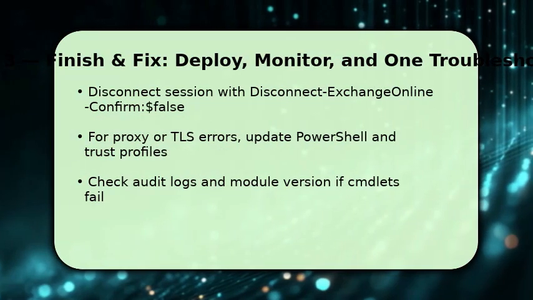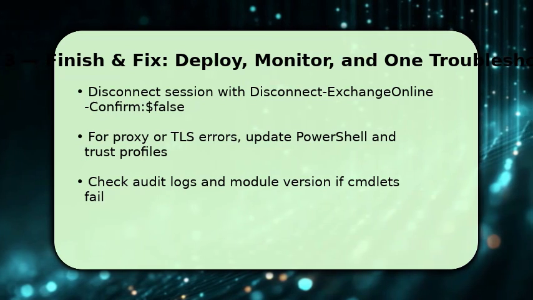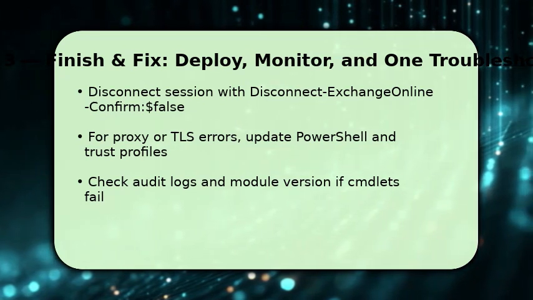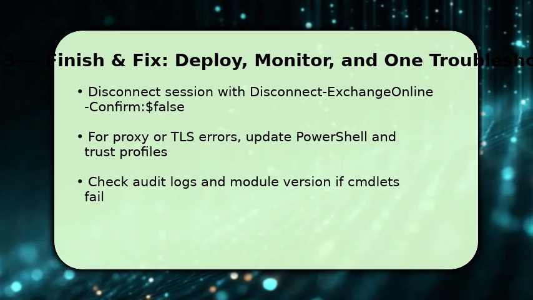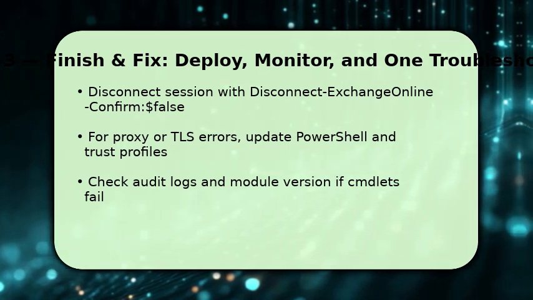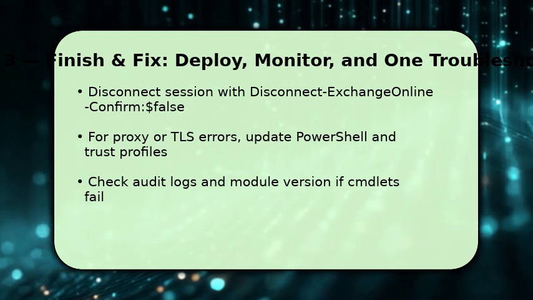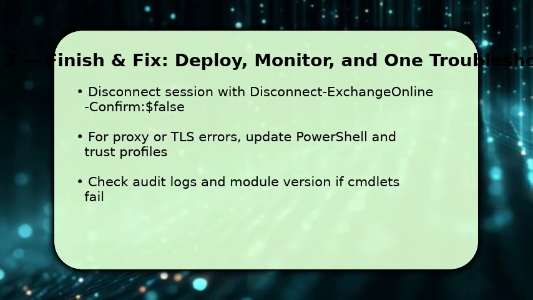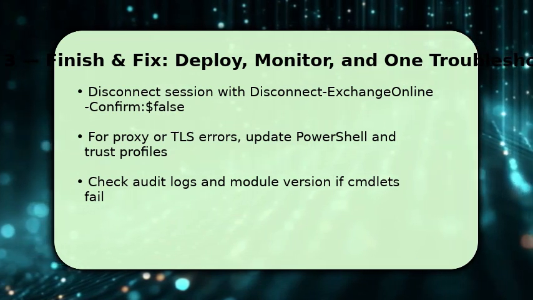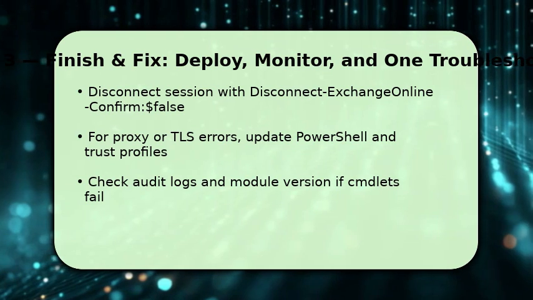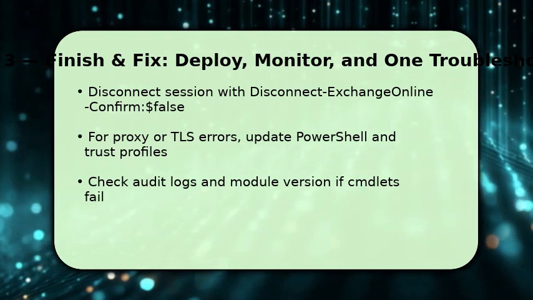You wrap up by properly disconnecting and addressing common errors. Run Disconnect-ExchangeOnline to release tokens and avoid hanging sessions. If you encounter TLS, proxy, or connectivity errors, update PowerShell and the EXO module, then rerun Connect-ExchangeOnline. Sometimes a corporate proxy requires explicit proxy settings.